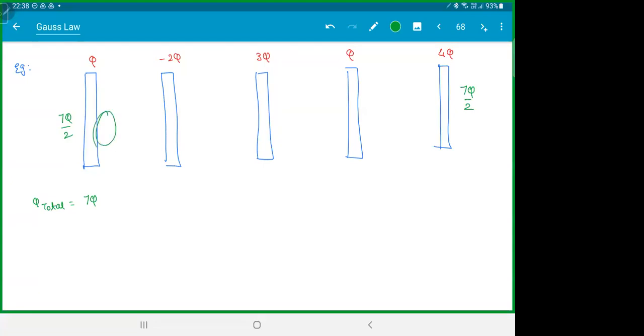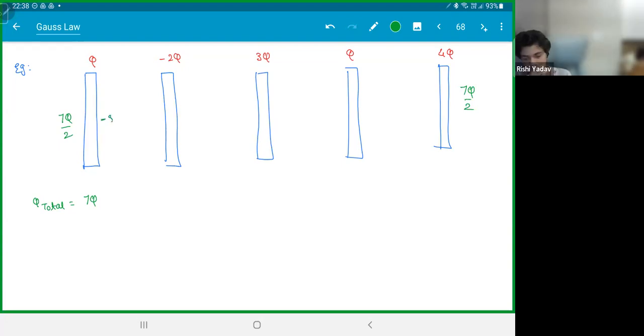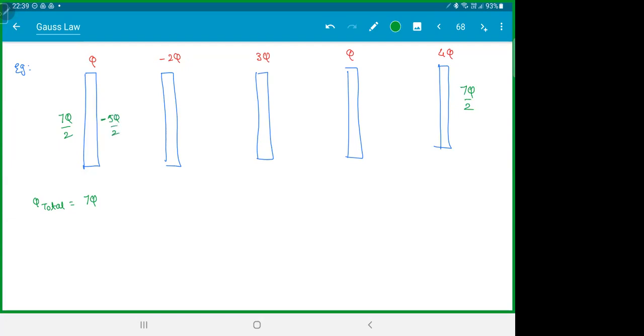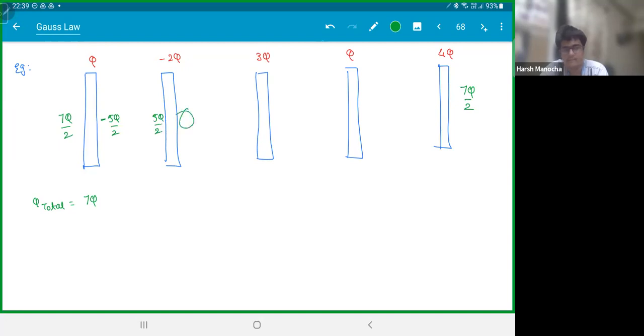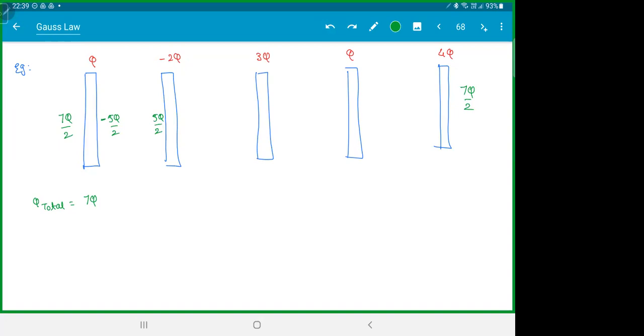तो यहाँ पे कितना होगा? Minus 5Q by 2. Minus 5q by 2, na? The total should be q. How much is this? Plus 5Q by 2. How much is this? हाँ रे ना? Getting there? Minus 9Q by 2. How much is this? 9q by 2. Then how much is this?